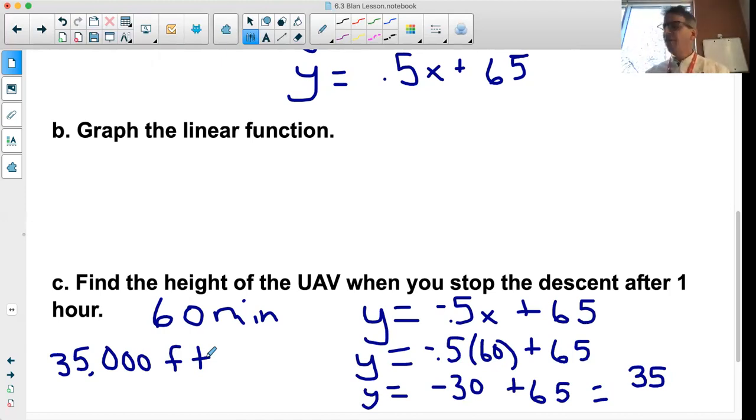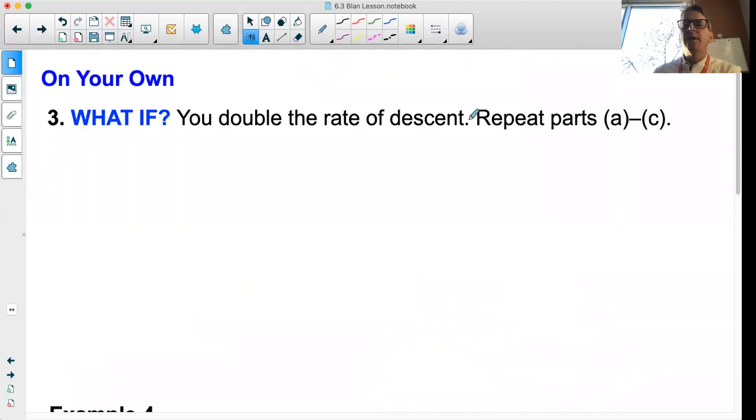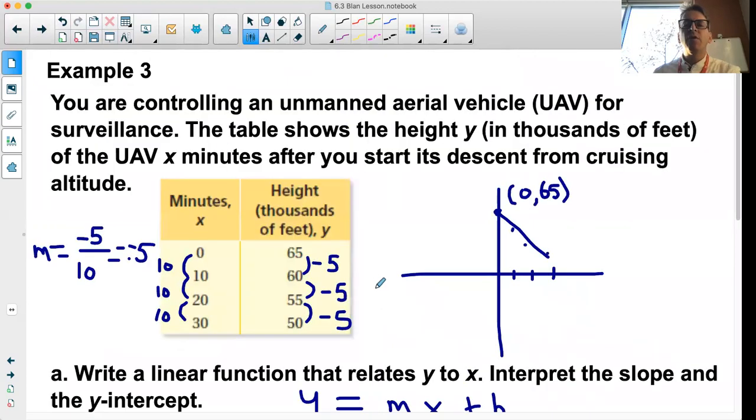Okay, that brings us to on your own number 3. What if you double the rate of descent? Okay, let's go up here. If we're doubling the rate of descent, let's repeat A through C, letter A. So what that means is we are going to double our rate. So instead of going down by 0.5, we're going to go down by 1. Same amount of time, we're going to double the rate of this descent.